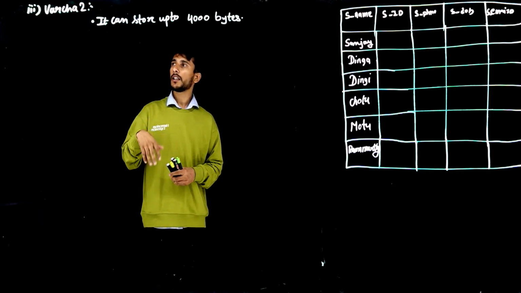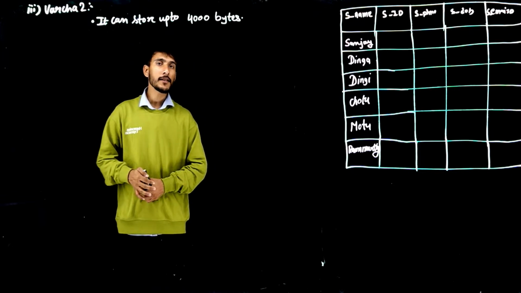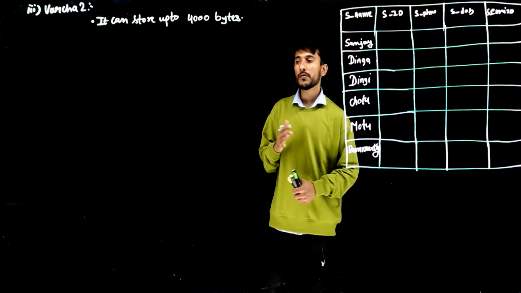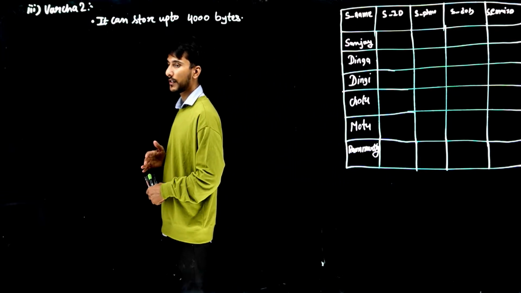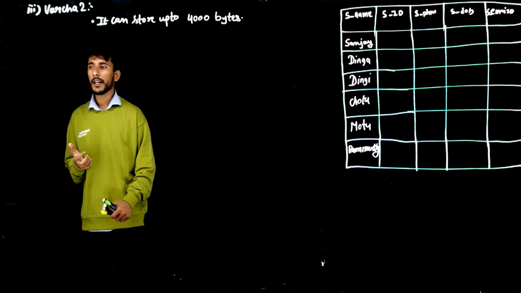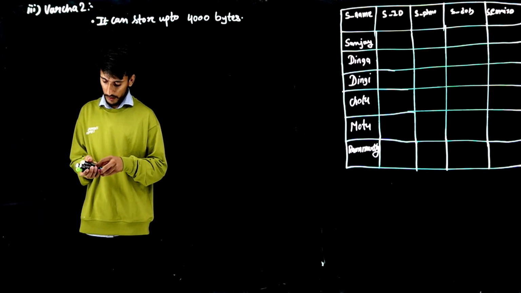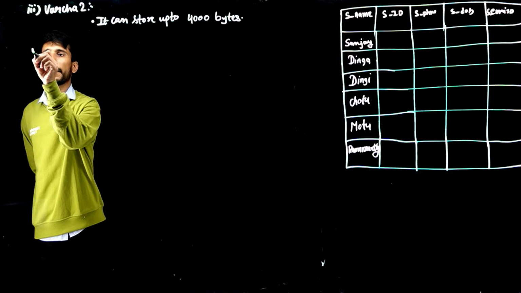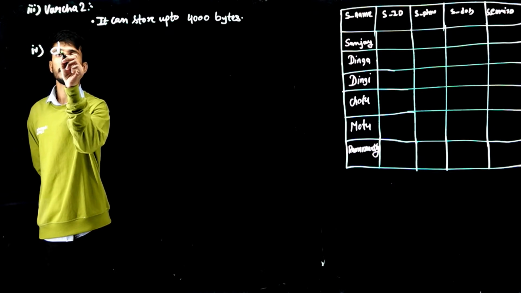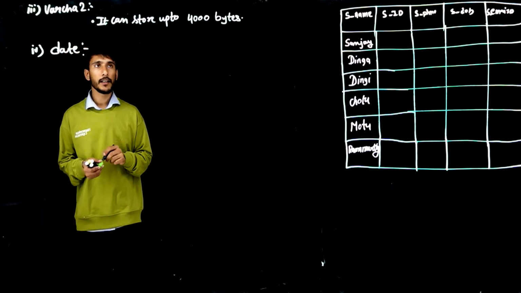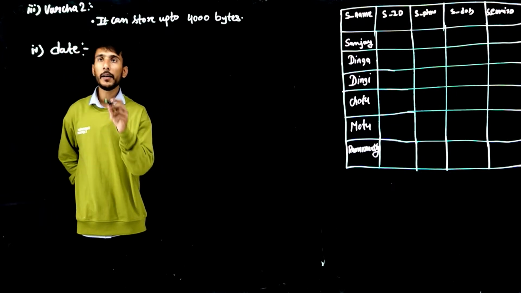Sir, why has varchar 2 come into existence? Because of memory shortage. In some cases of data, memory shortage is there. To fill that memory shortage, we have varchar 2. Now the next data type I have is date. Sir, what is the date data type?